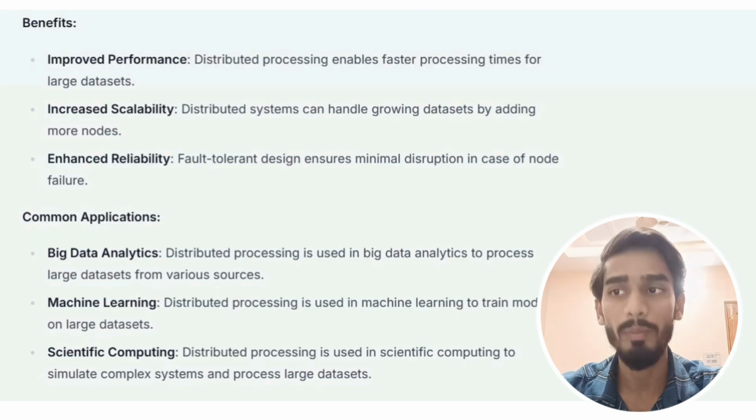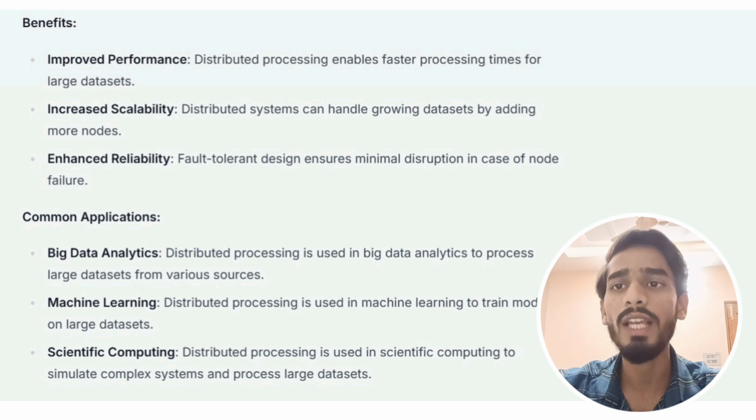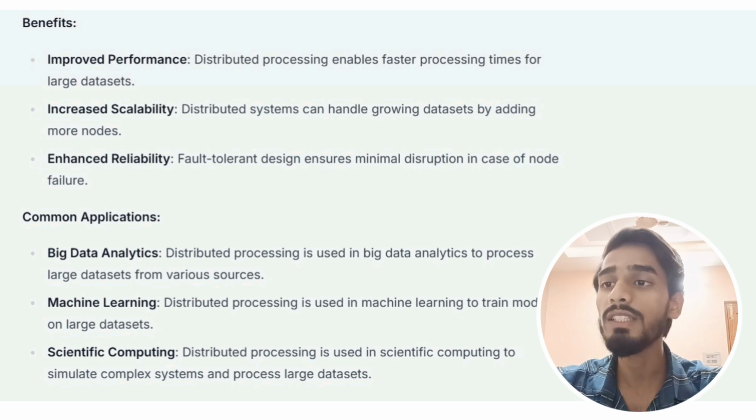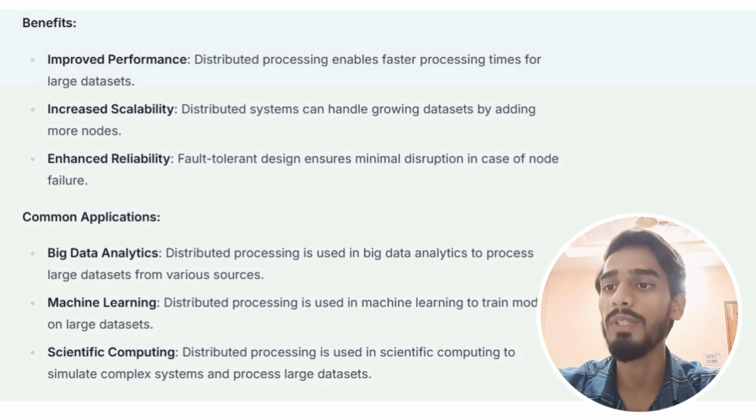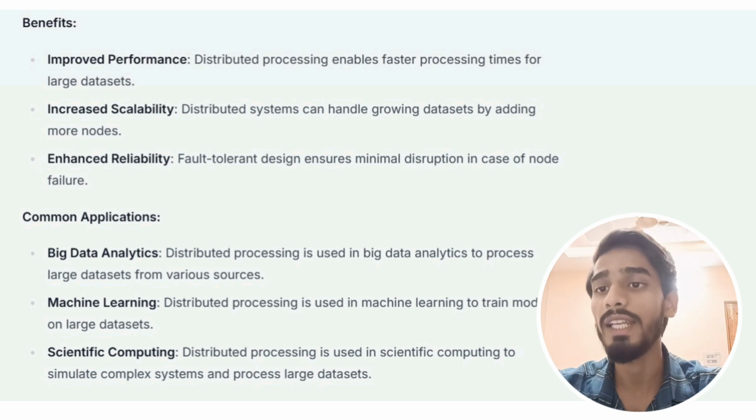Next, let us see some benefits. First is improved performance. Distributed processing enables faster processing times for large data sets. Next is increased scalability. Distributed systems can handle growing data sets by adding more nodes. Next is enhanced reliability. Fault tolerant design ensures minimal disruption in case of node failure.